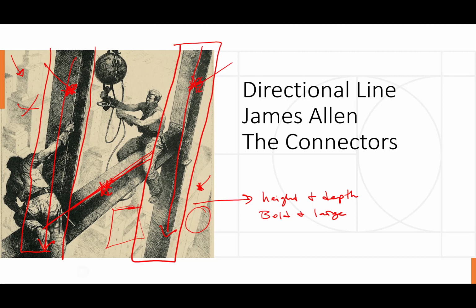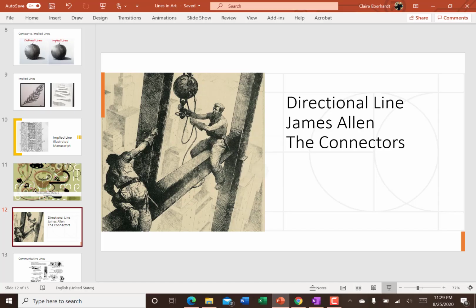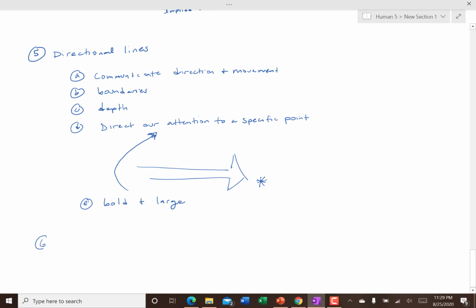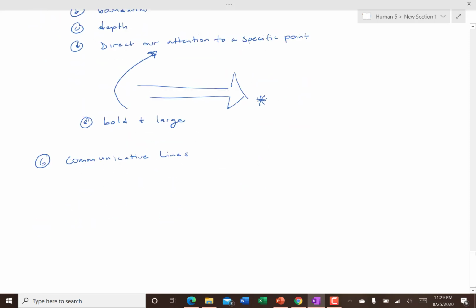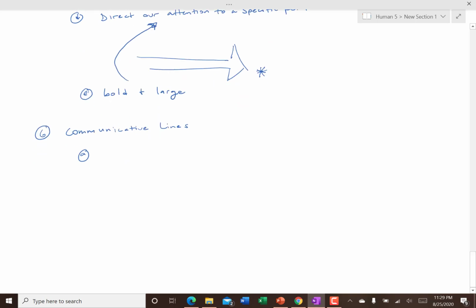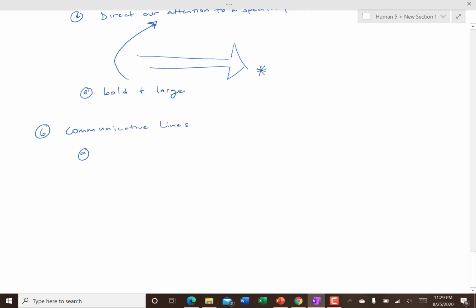Okay, then the last one we're looking at is communicative lines. How lines communicate various things. So, as I mentioned, this goes into directional lines because the direction of lines creates a feeling, that idea of, whoa, that's really large. But lines do a variety of things in communicating. And there's specific types of lines that tend to communicate specific things.